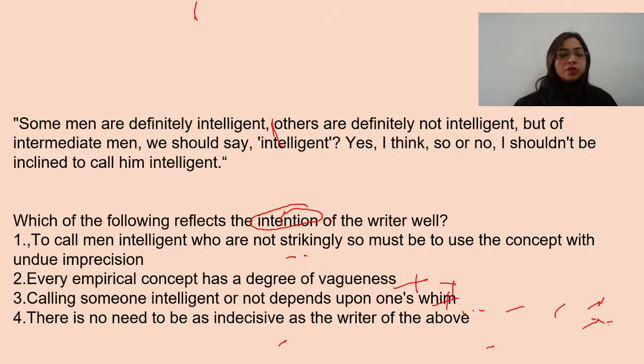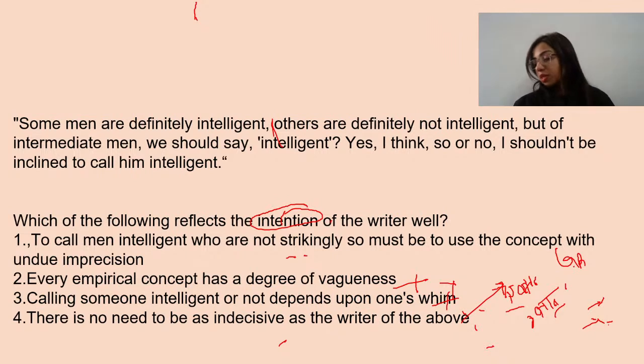Let's see 4. 4 says there is no need to be as indecisive as the writer of the above. Dude, this is just preaching. There is no point in this. I don't know where this out of context, out of scope option came from. This cannot be an answer.